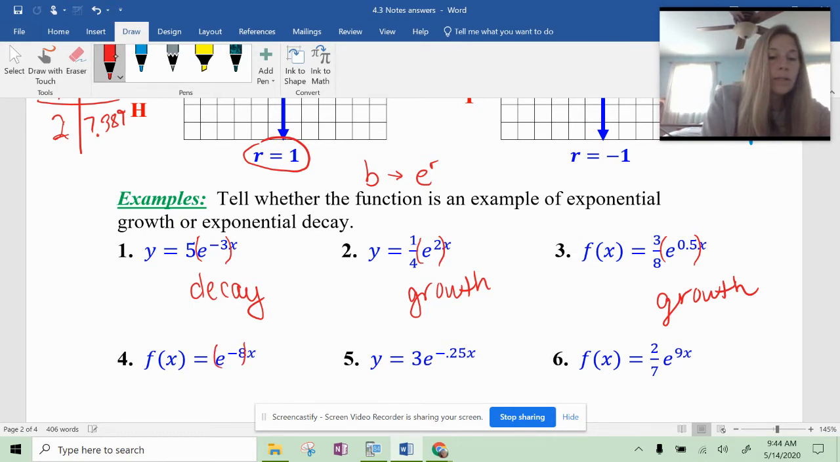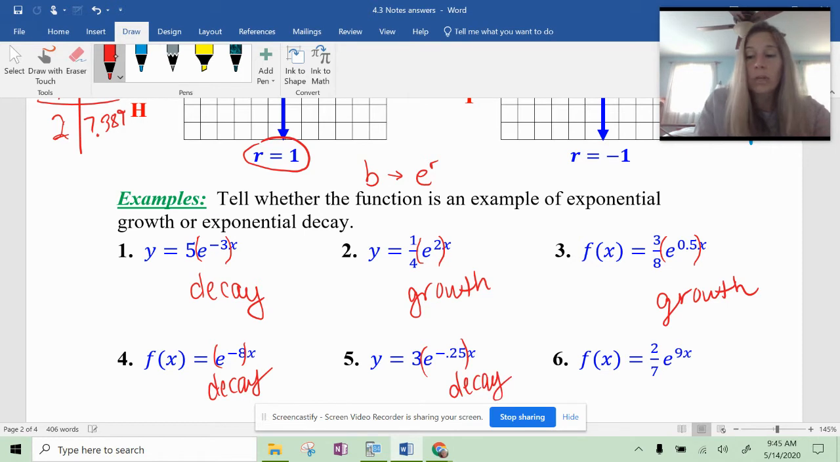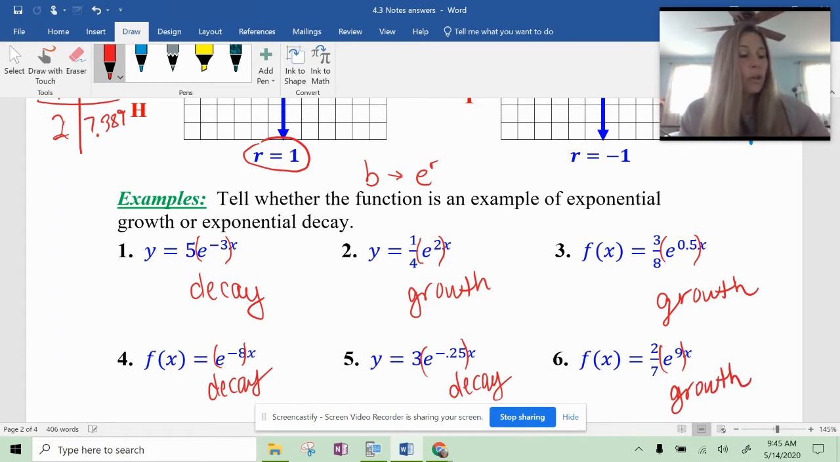Here, you have e to the negative 8, so that will be a decay function. Here you have e raised to the negative 0.25, so that will also be a decay function. And here you have e raised to the positive 9, so that will be a growth function. So pretty straightforward. When you have the e, you just have to look at the exponent, is it positive or negative.